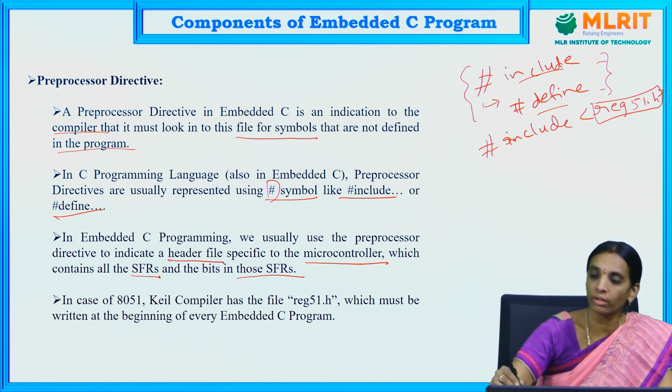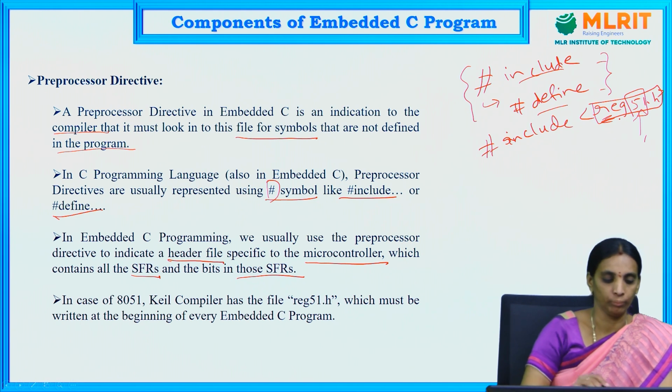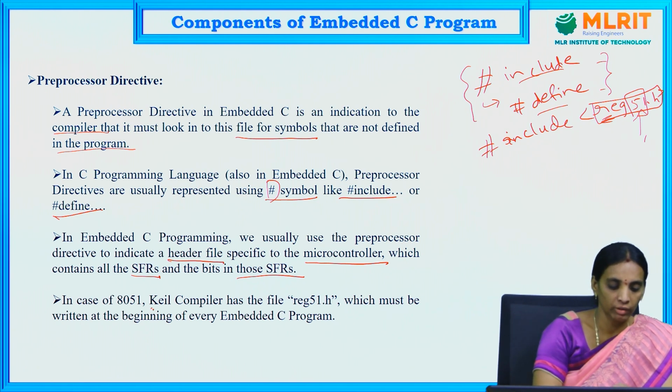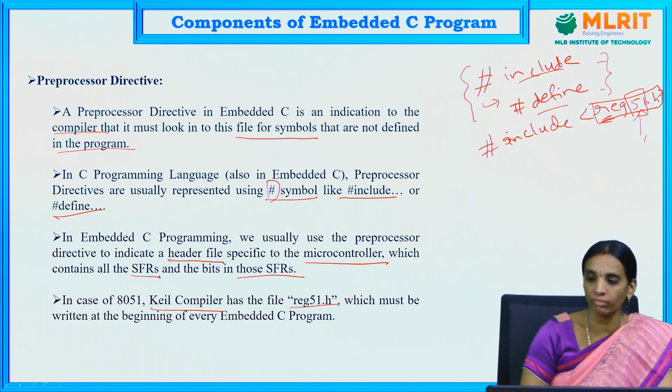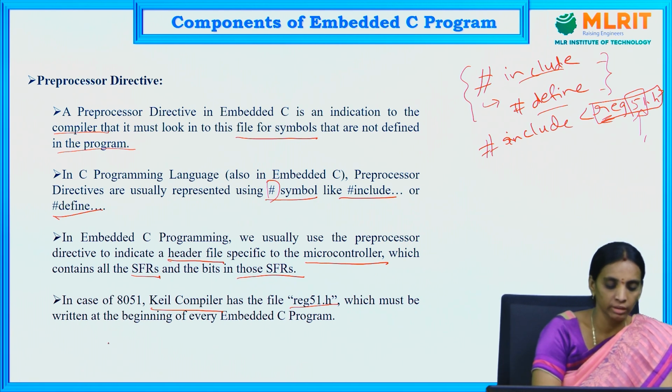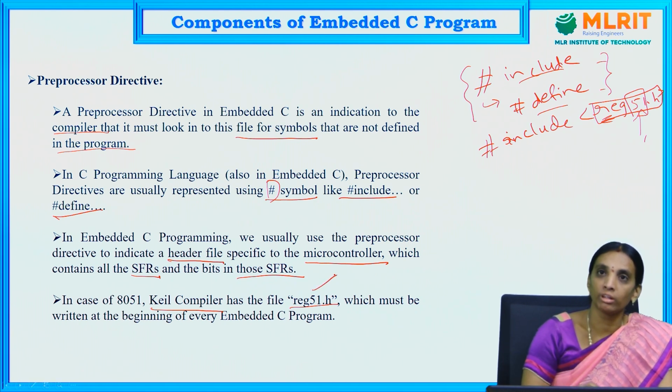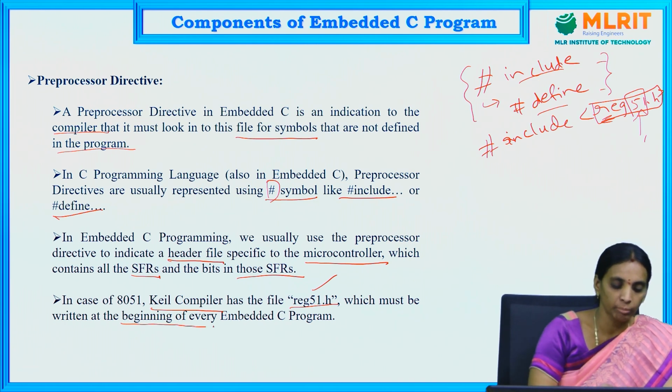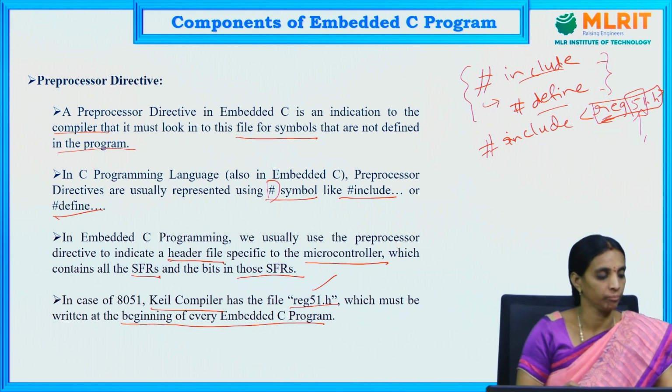It indicates that reg51.h is the header file of the 8051 microcontroller, and all the special function registers of that 8051 microcontroller which are used in our program come under this directive. So in the case of 8051, the Keil compiler has the file reg51.h, which indicates the special function registers and registers used in that processor. This is written at the beginning of every embedded C program.